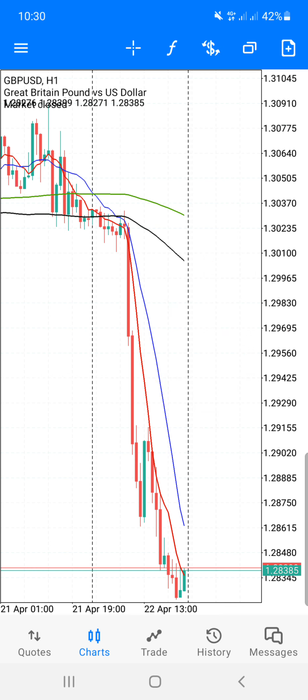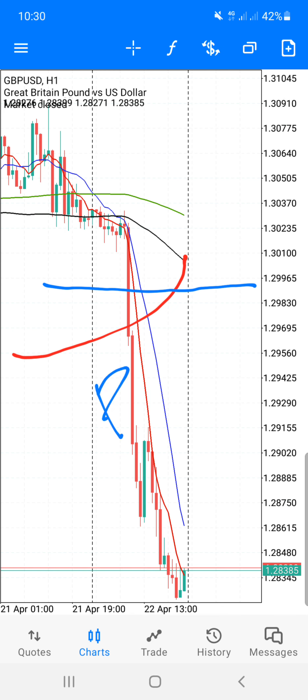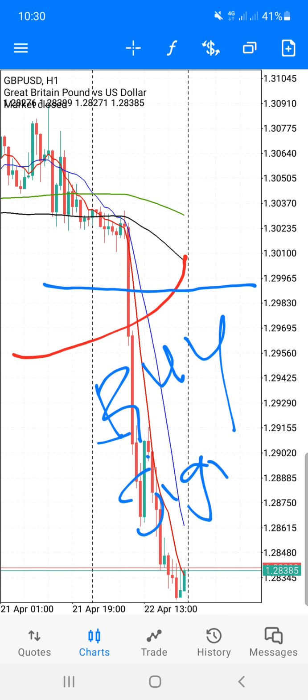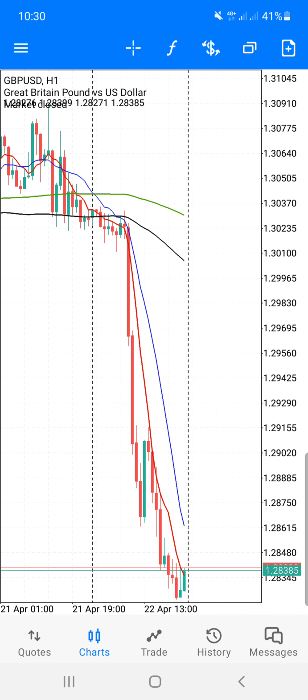Anytime you notice that the red moving average crosses the blue moving average from down to up, it means it's a buy signal. Right, that's what it represents. So now I've explained. Let's do practical examples. Let me show you guys.